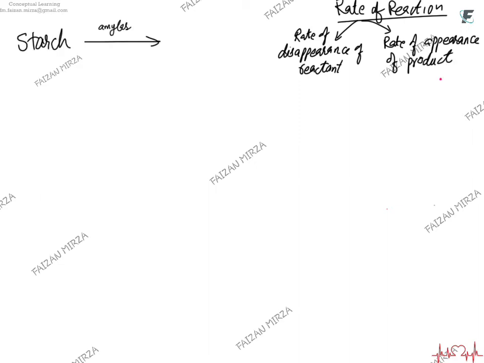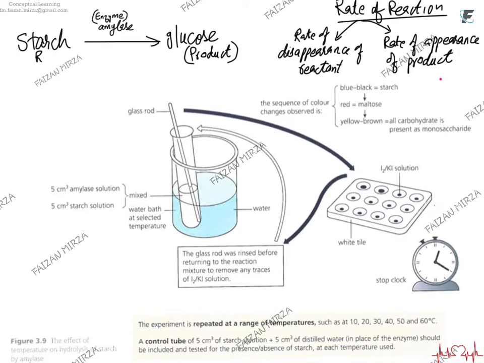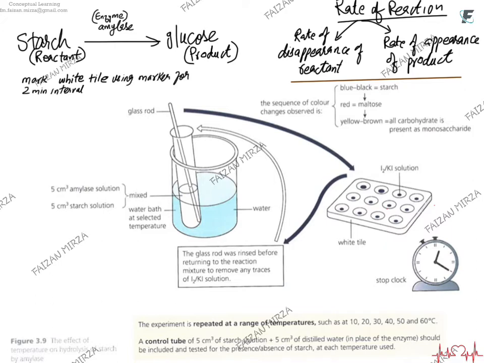For example, take starch being converted into glucose. Starch is a substrate. The enzyme amylase can turn it into maltose and then into glucose. It can be broken down, and the glucose is the final product. With starch, the reactant, you can follow either the disappearance of the reactant over time, or the appearance of the product glucose over time.